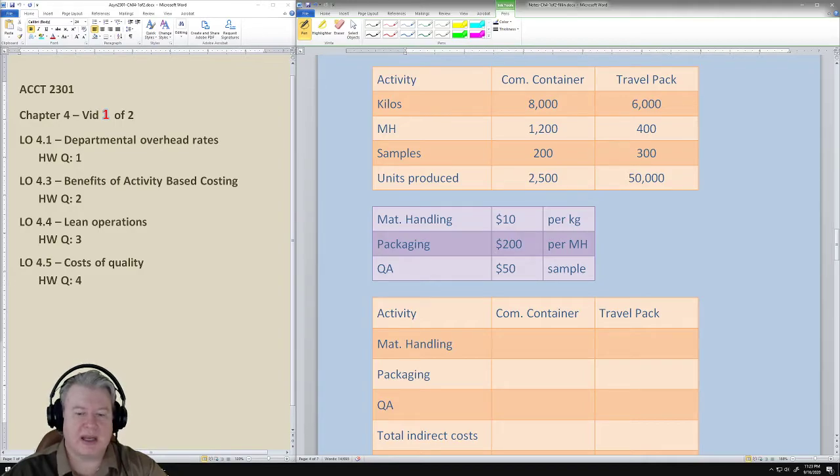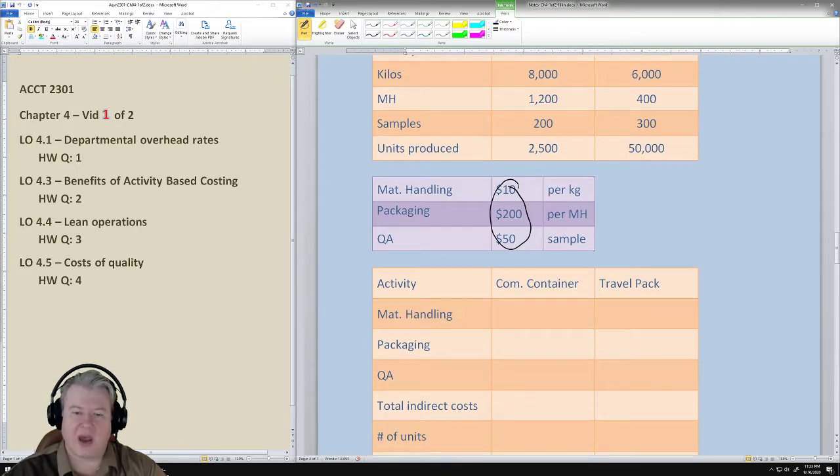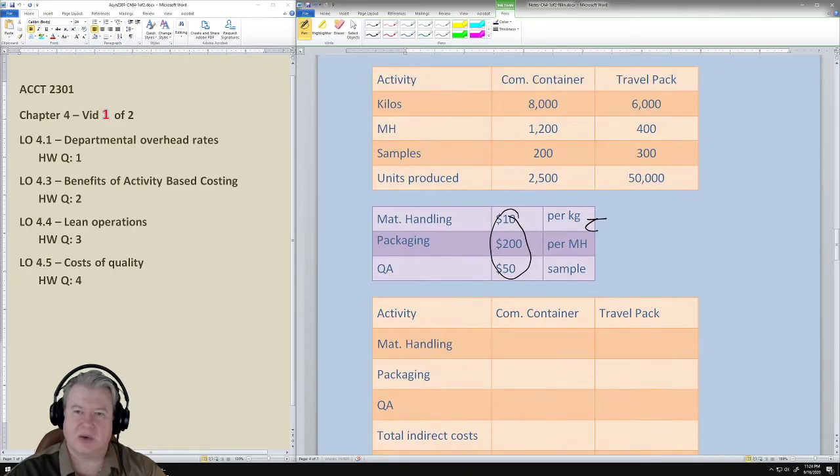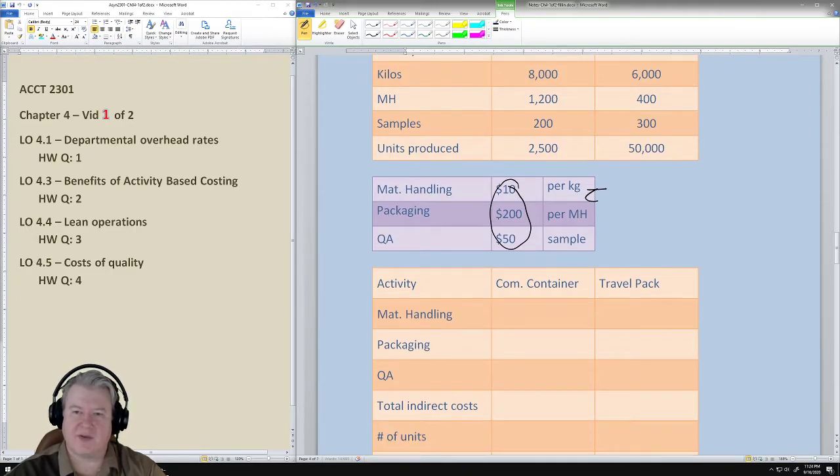So these couple of charts are just pulling down what we have seen before. We had all of this information from the problem, and this is what we just figured out in the last section, and now we're just going to apply them. If I was to say material handling, notice material handling is per kilogram, and kilograms for the commercial container and travel pack. It's a little bit off the screen.